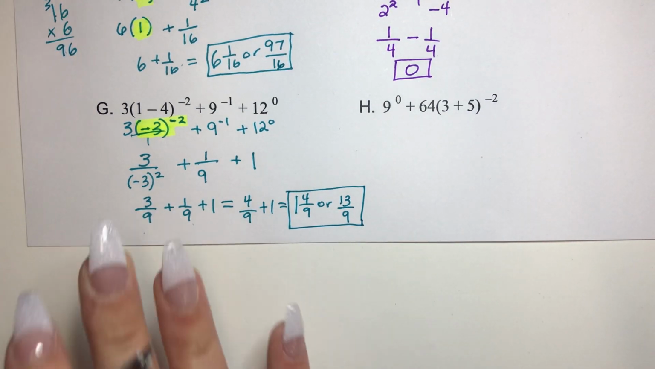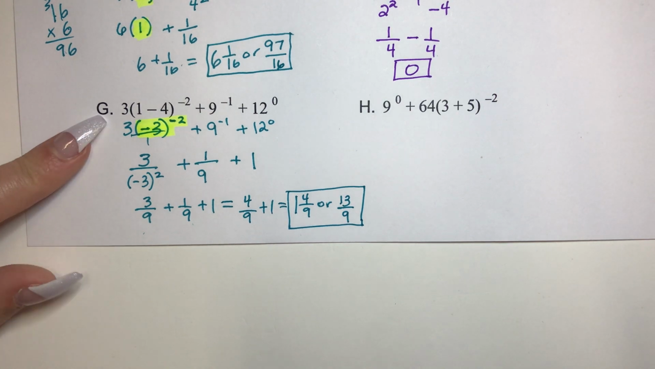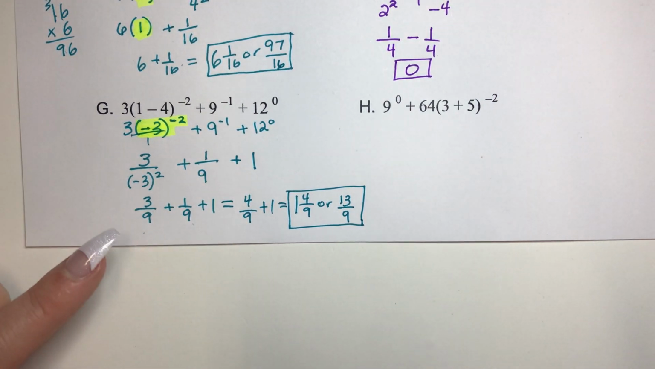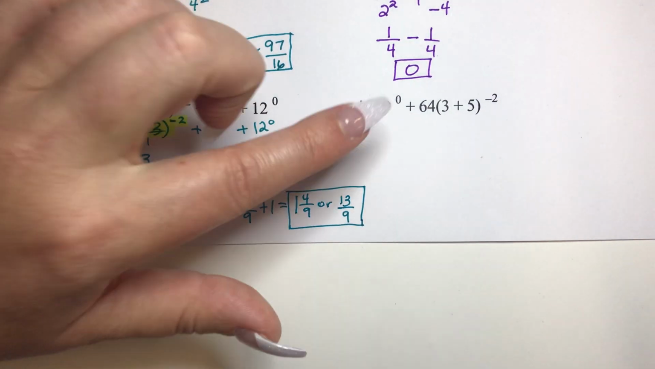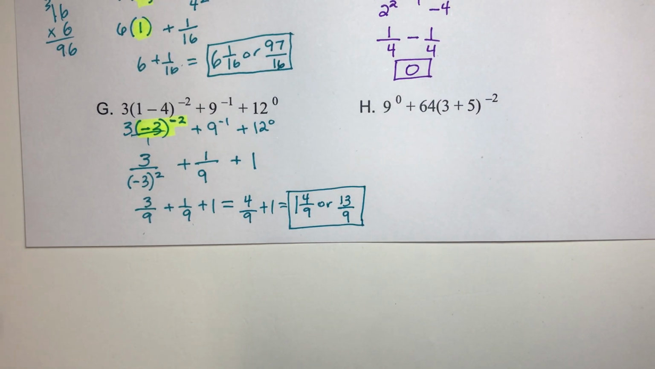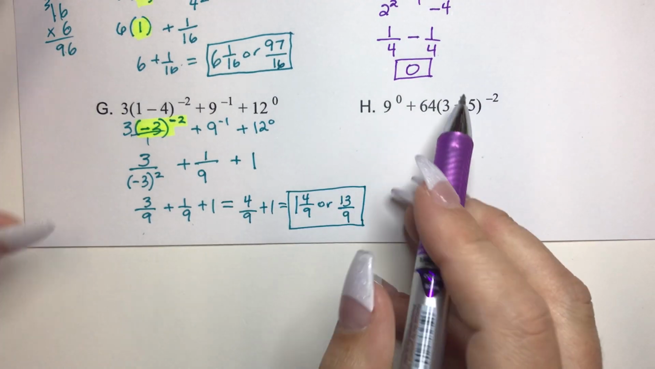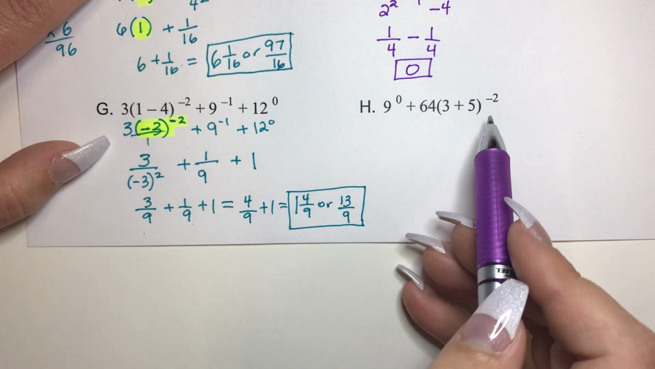If you got that one right, great job. That was a tough one. There was a lot of stuff there. If you didn't, go ahead and change your work so it looks just like mine. All right, on to the last one. Here we go. Oh, ooh, this one is so fun.